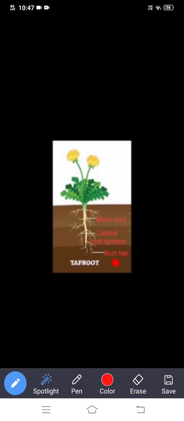Still more fine, thin hair-like structure is root hair. Third question, do you find any such main root in plants shown in figure 2b? How are the roots of this plant? 2b means which diagram?